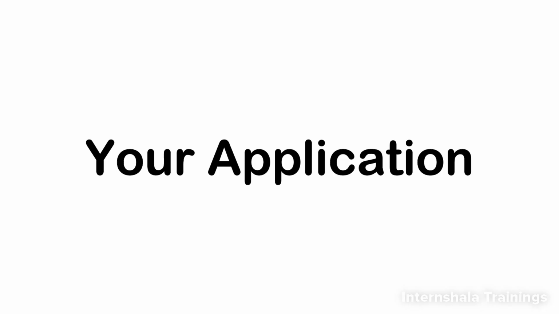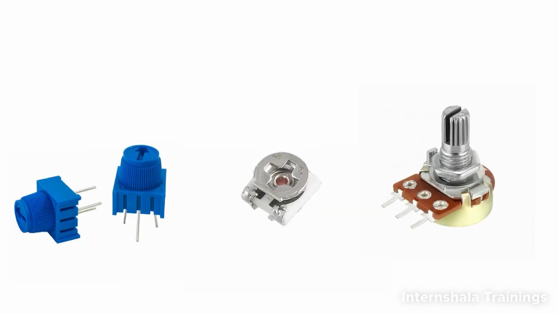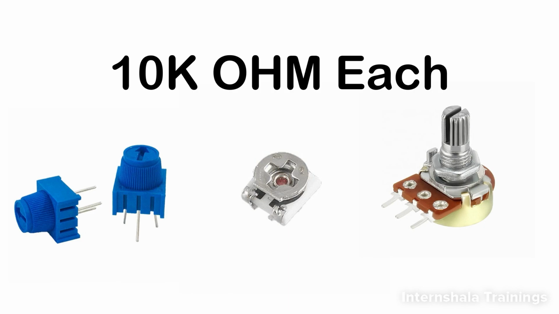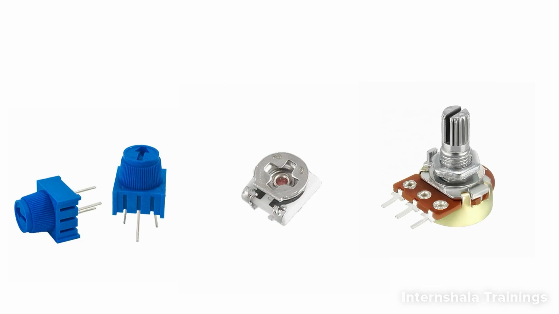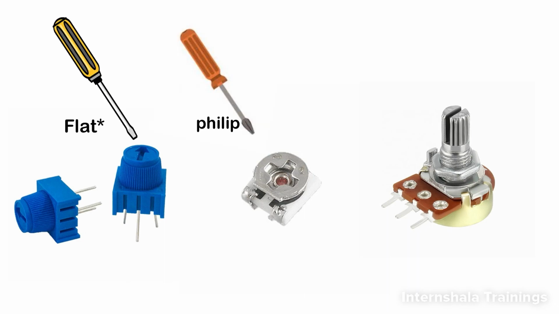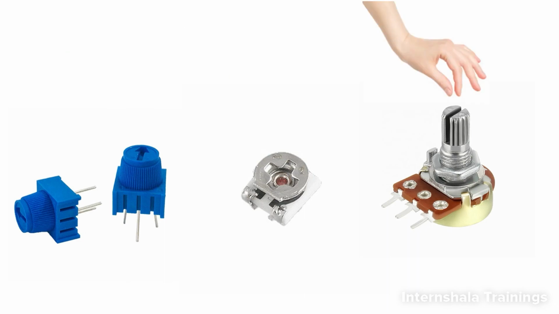Your application. There is no difference between these 3 potentiometers in terms of the rotation type and the resistance output, but the only difference is the size that these components occupy on the board and the way to change the value. Here, for example, you will need a Phillips screwdriver, but here you could do it using your hand.